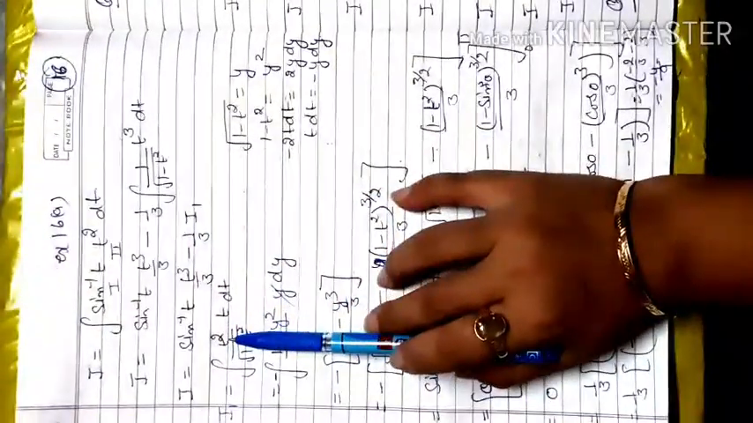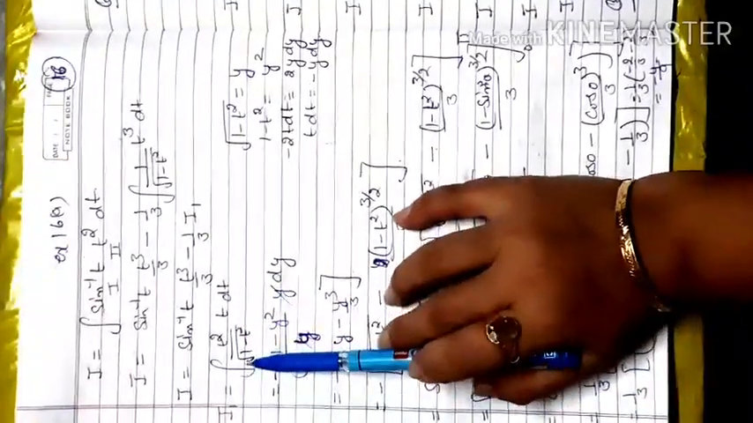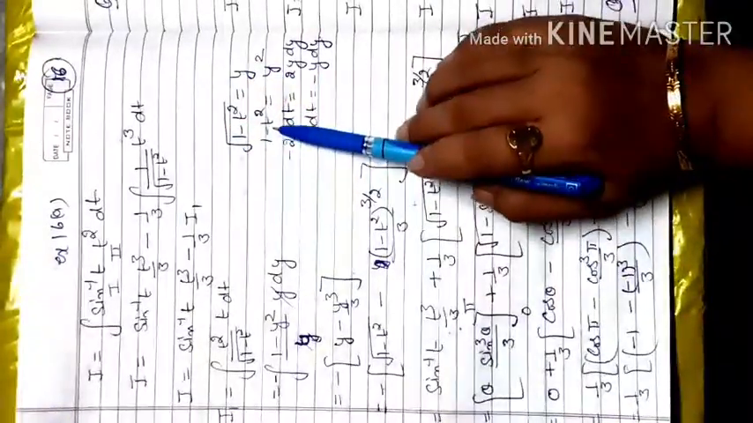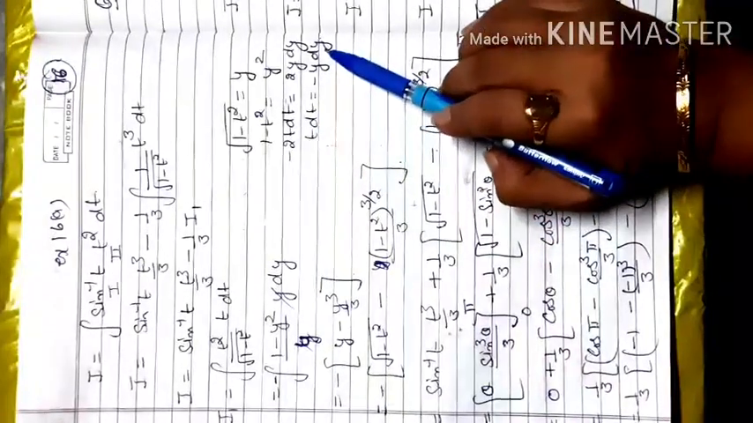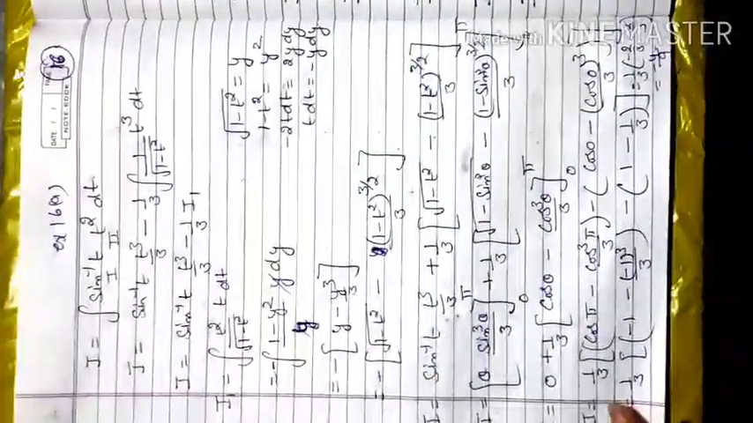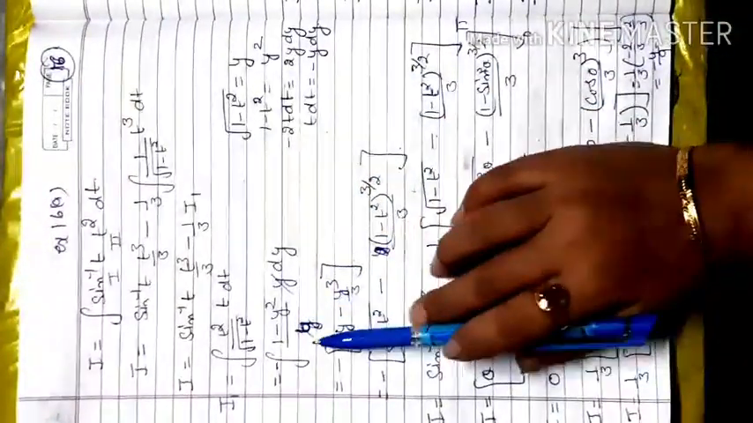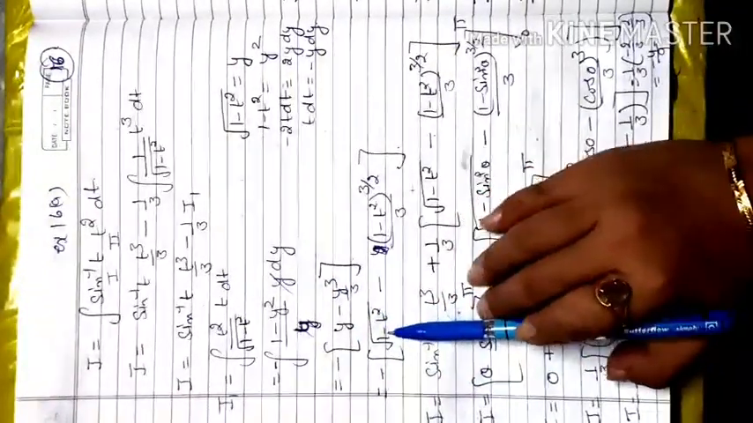I separate t square, and t dt will be separated from the root of 1 minus t square. Now substitute root of 1 minus t square equal to y, so 1 minus t square is equal to y square, and t dt changes to minus y dy. Keep the negative sign outside. 1 minus y square, y will be cancelled, only 1 minus y square is left. The integration of 1 is y, and of y square is y cube by 3. Now change y back to t.